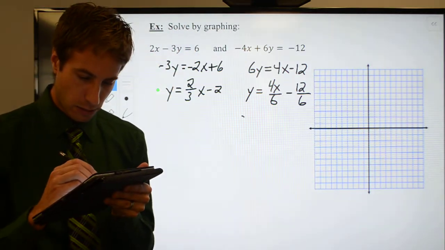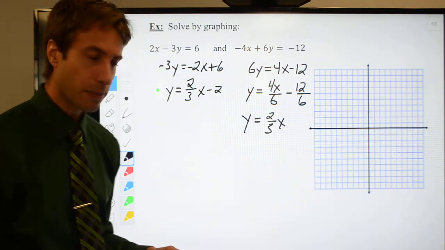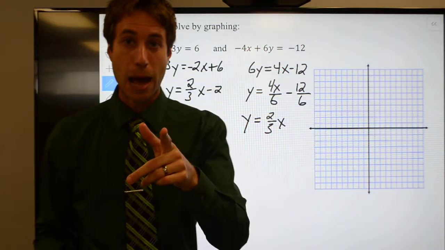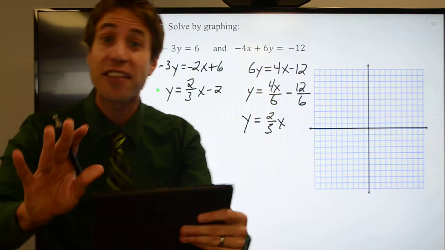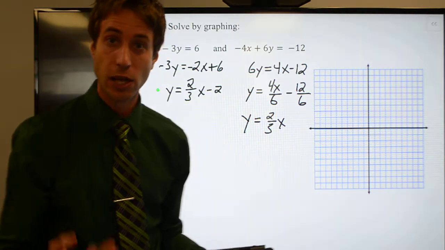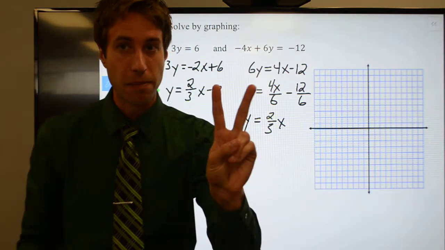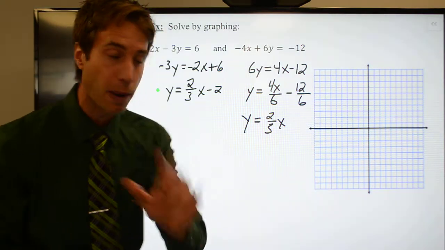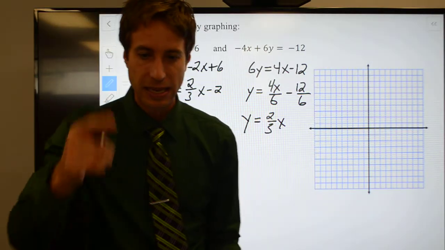That's interesting. Very interesting, because I also had a 2/3 x over here. Something's going to happen here. Either these are going to be the exact same line, or at the very least, I already know they're parallel lines. Remember, parallel lines have the same slope. If you're not familiar with that idea, head on back to chapter 2 where we talk about graphing linear functions, parallel and perpendicular lines. But parallel lines have the same slope. So at the very least, these guys are going to be parallel lines.